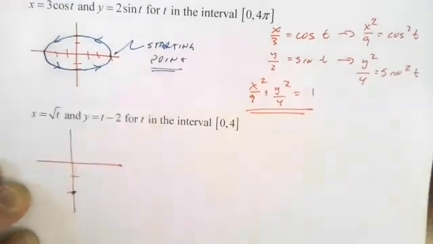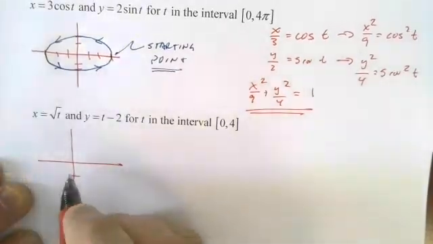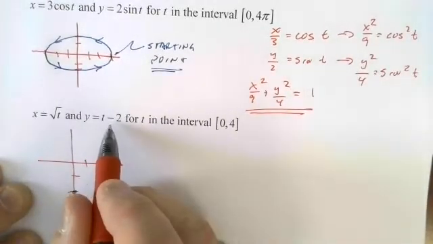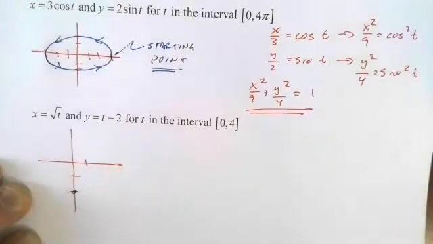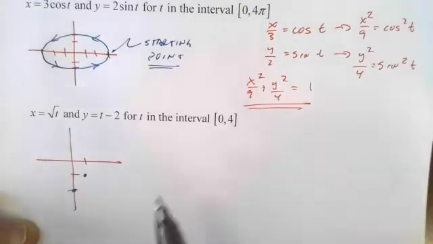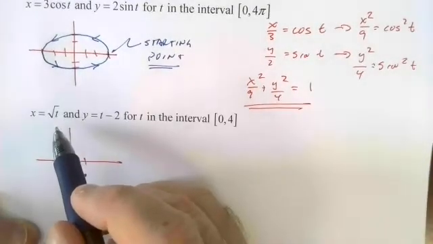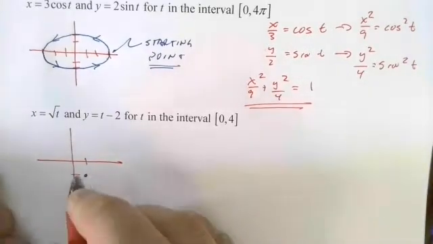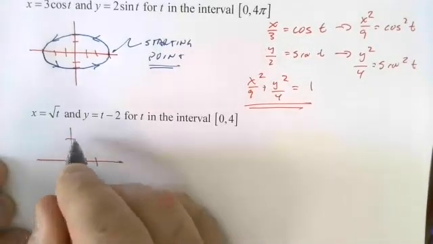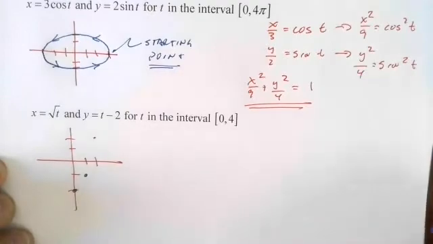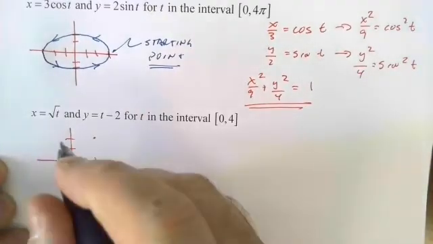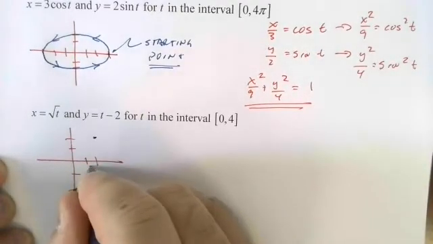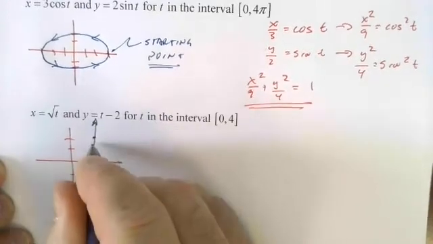Plug in 1, I get square root of 1 is 1. Plug in 1 minus 2, I get negative 1. I'm going to plug in 4. I'm jumping to all the perfect squares. I get 2. And plug in 4 minus 2, I get 2. It looks like a parabola to me. I don't know. Think about this a little bit.